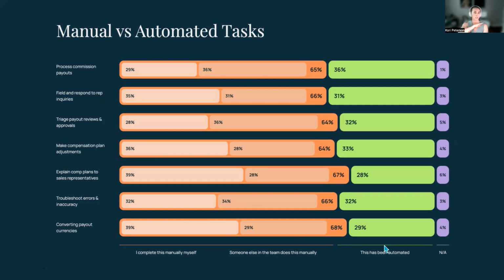So if you're wanting to see just a slice across the board of what the industry is currently doing, it looks like the top items that are being automated right now are the actual processing of commission payouts, as well as making compensation adjustments, inquiries, reviews and approvals, as well as troubleshooting errors. Now, a lot of this we actually have current solutions for. A few of them are in the works, but all of them are top of mind for us. But again, this is just what your peers are currently doing.